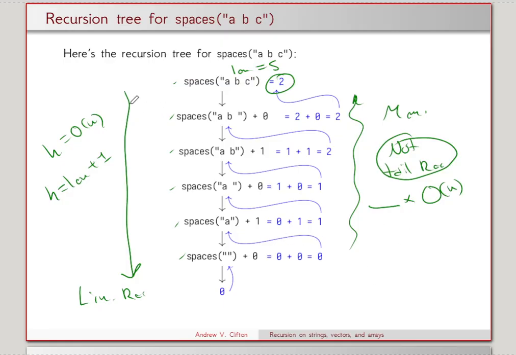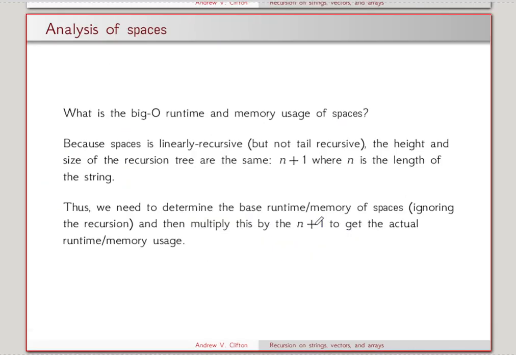Likewise, the runtime is going to be the base runtime of the thing multiplied by O of n here, for the number of steps it takes me to go down and back up. Okay. So like we were saying, it's linearly recursive, but it is not tail recursive. The height and size of the recursion tree are the same. They're n plus 1, where n is the length of the string.